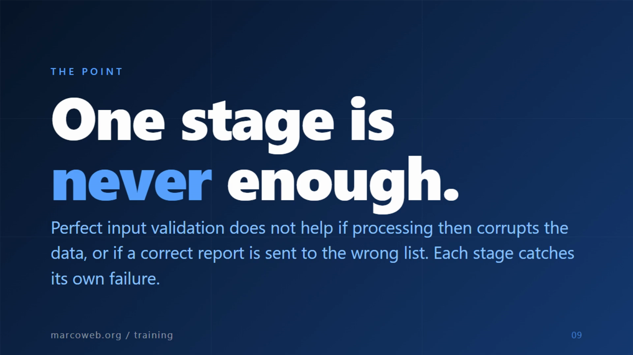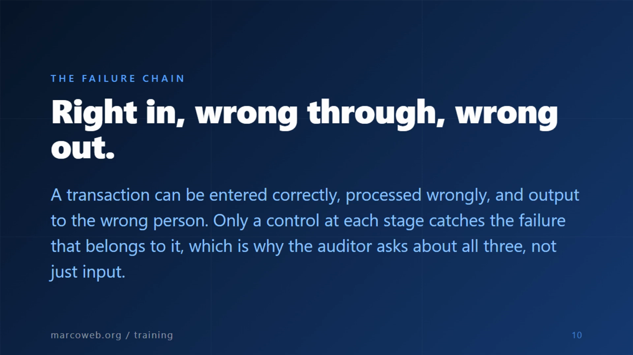Here is the point: one stage is never enough. Perfect input validation does not help if a processing error then corrupts the data, or if a clean, correct report is emailed to the wrong distribution list. Each stage catches only its own kind of failure. Picture the failure chain. A transaction can be entered correctly, processed wrongly, and output to the wrong person. Only a control at each stage catches the failure that belongs to it.